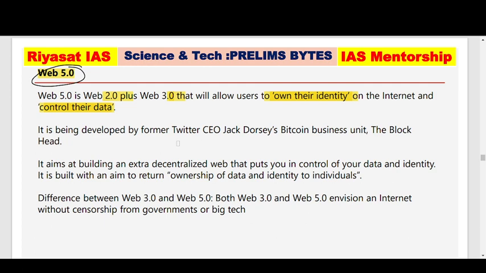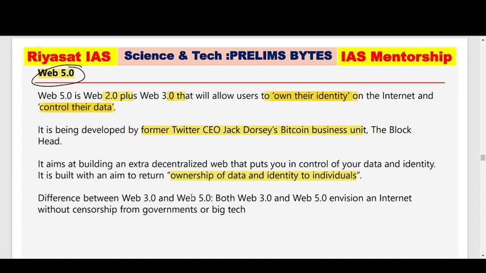It is being developed by former Twitter CEO Jack Dorsey's Bitcoin business unit, the Block Head. You need to understand, a question can come that Web 5.0 is being developed by CDAC. That is a wrong statement. Clear? It gives ownership of data and identity to individuals.